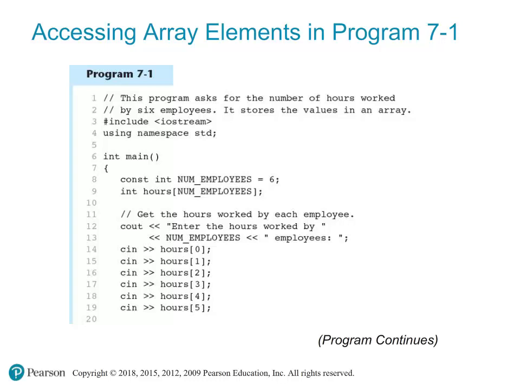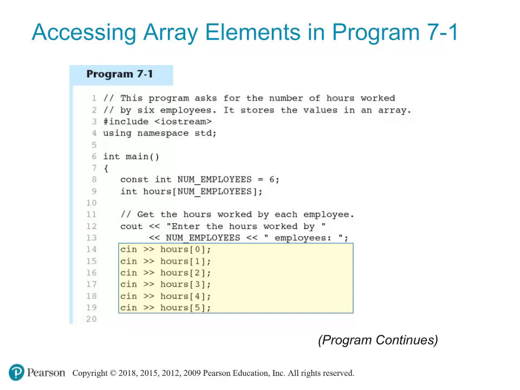This program asks the number of hours worked by 6 employees and stores those values in an array. It then displays the recorded hours. As discussed before, we are using a named constant, num_employees, set to 6 to make the code more maintainable and understandable. We declare an integer array called hours with a size determined by num_employees. The program then uses cin to read the number of hours worked for each employee one by one.